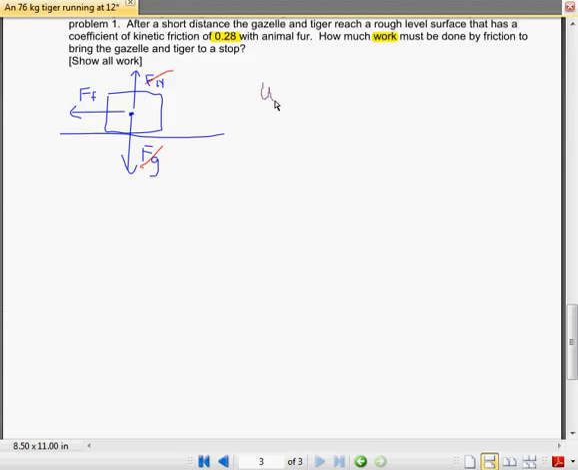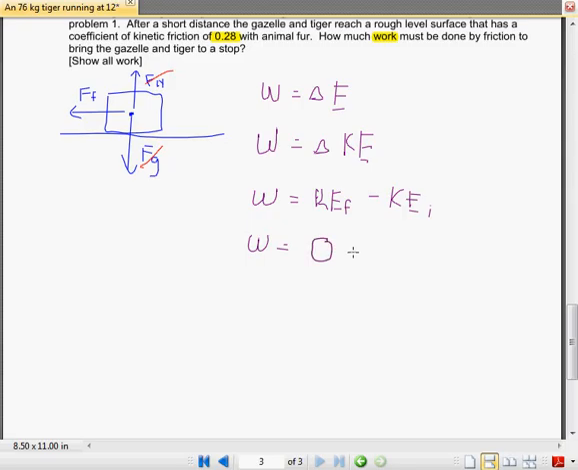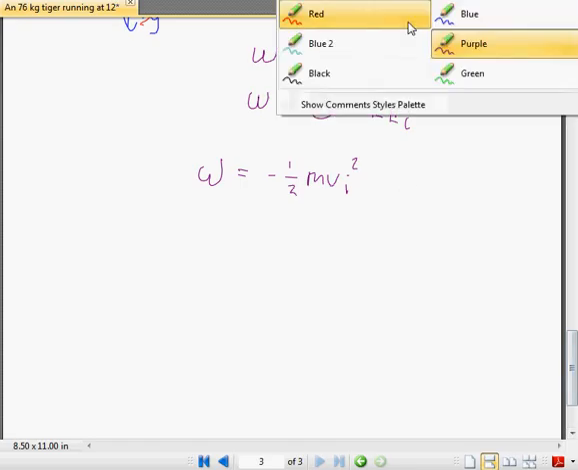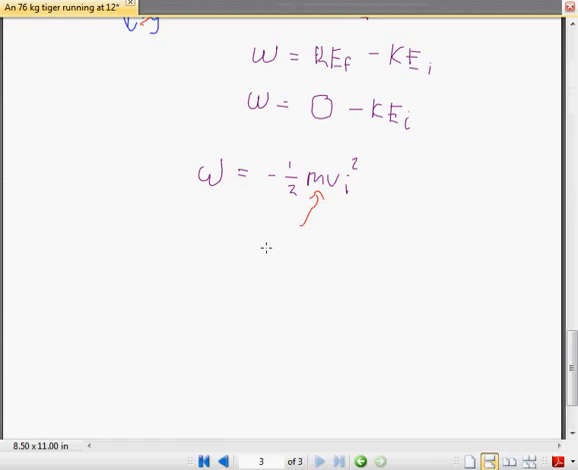Remember, work equals change in energy. And in this case, we're talking about our objects moving. So it's going to be our change in kinetic energy. So work is going to equal KE_f minus KE_i. Now it says how much work is done by friction to bring the gazelle and tiger to a stop. Well, if these guys come to a stop, what's going to be our final kinetic energy? Anything that's stopped, you should immediately say kinetic energy is 0. So now, all we know is work equals negative 1/2 m v_i squared, where the important thing to realize is I'm talking about these two objects stuck together. So this mass right here is not just the mass of the gazelle, it's not the mass of the tiger. This mass, just m, equals m_g plus m_t.